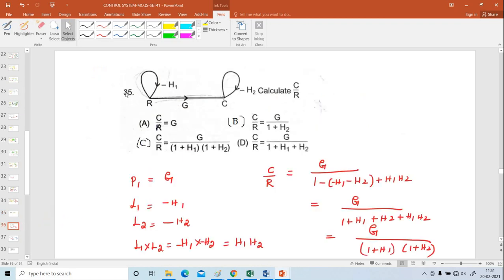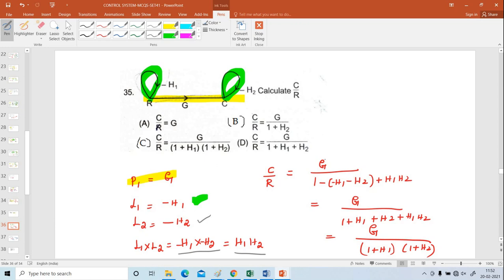Next, problem number 35. Here the signal flow graph is given. Calculate C/R. First of all, you have to calculate the forward path. The forward path is where the signal starts from the input and reaches the output. The forward path is G. And we have two individual loops, one of them a self loop: -H1, then -H2. Both are non-touching loops, so multiply the gains of the non-touching loops, H1H2.